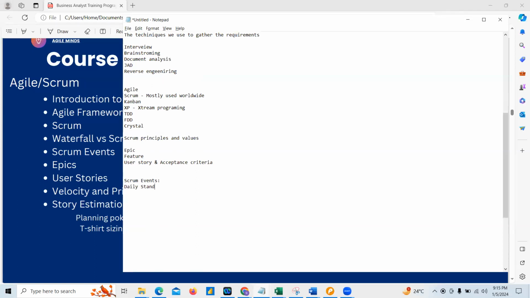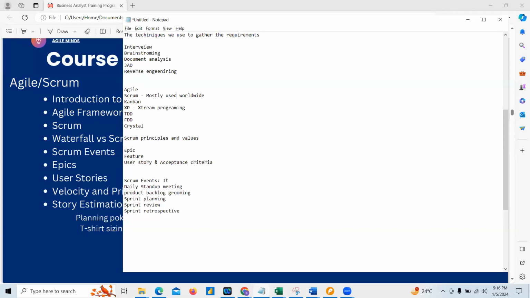Daily stand-up meeting, product backlog grooming, sprint planning, sprint review, sprint retrospective. All these combined are called Scrum events. Who is responsible for conducting these Scrum events?